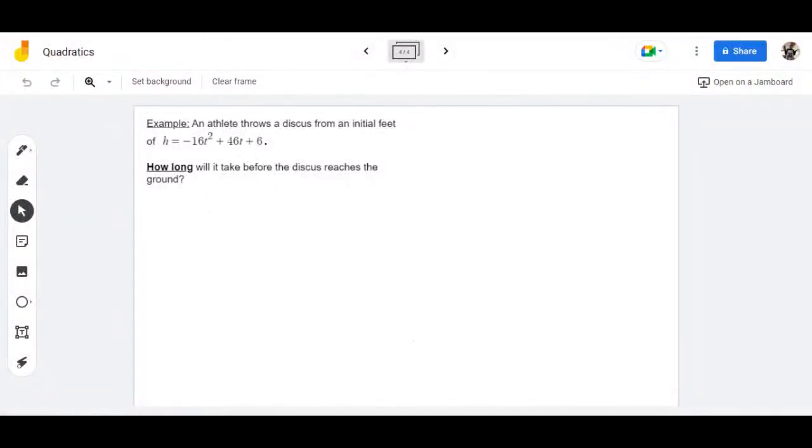Hi everybody, we're going to look at another example of a quadratic when they ask us for how long something will take to hit the ground. Okay, so step number one is to use our equation. Again, if we look at what our graph looks like, this is our y-intercept. So we started at 6 feet, we're throwing a discus in the air, and then eventually it's going to hit the ground. When it hits the ground, we know that is where the height or the y value is equal to 0, which is why we're going to set the whole equation negative 16t squared plus 46t plus 6 equal to 0. Okay, this is step one.